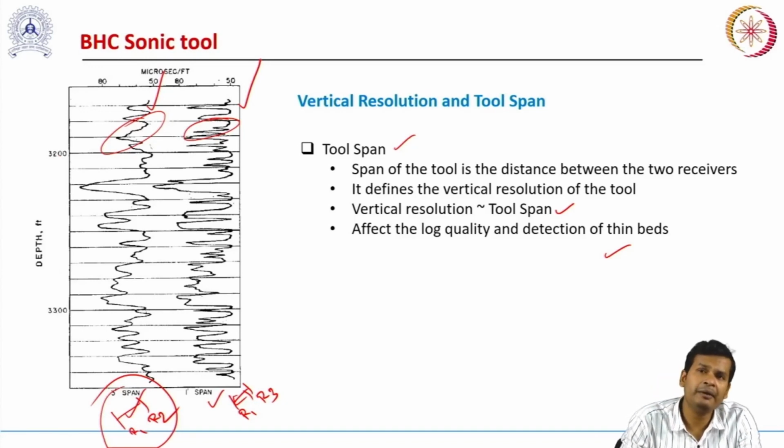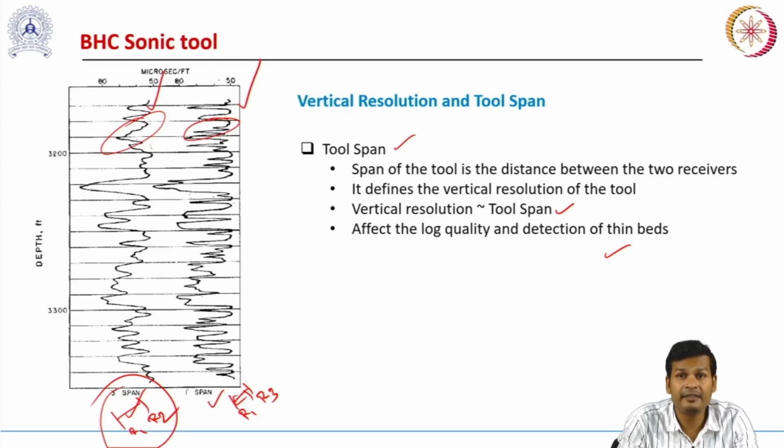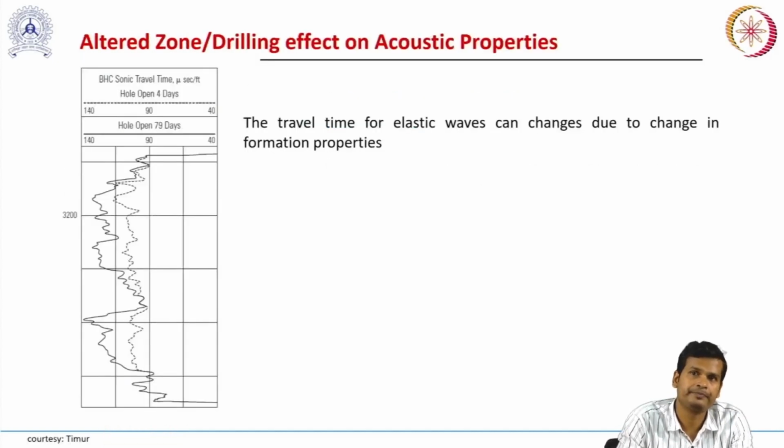Generally, most of the tools which I have seen from the published record have spacing at least around 2 feet in the borehole compensated sonic logging tool. But different spacing can be used if you want to have a good vertical resolution.